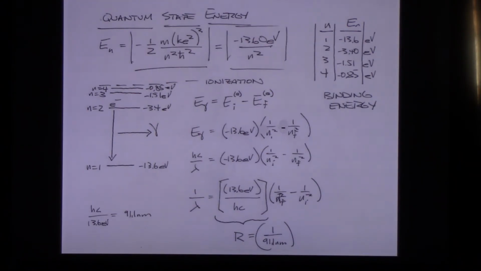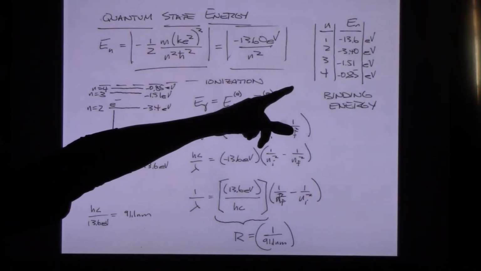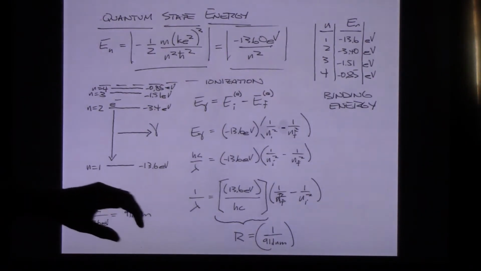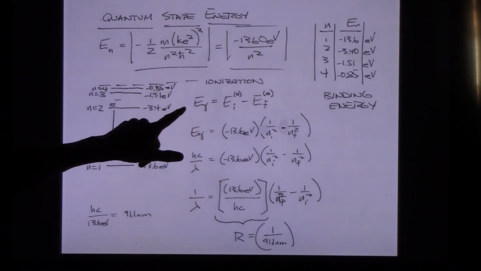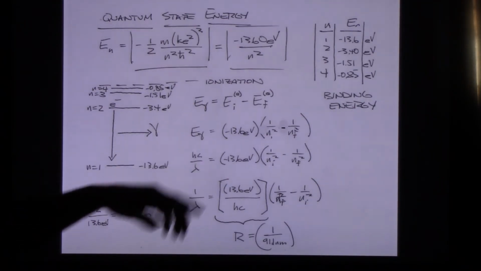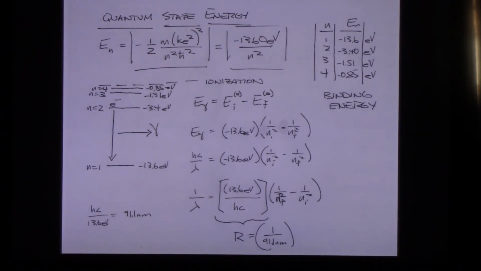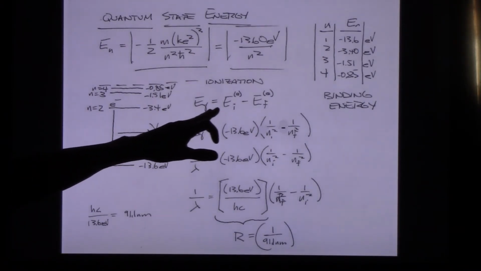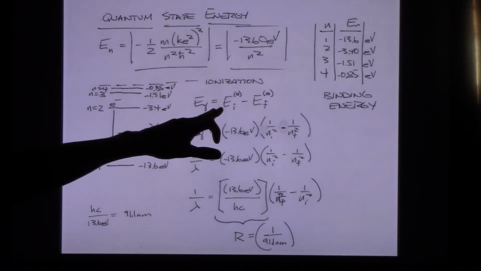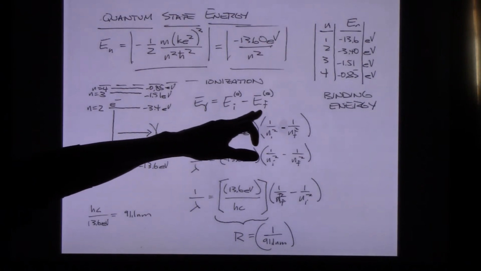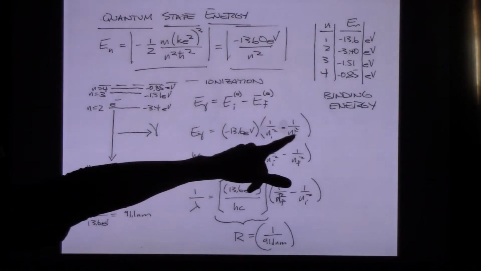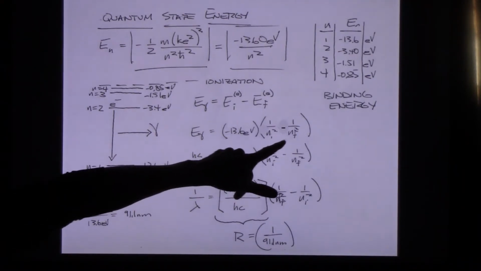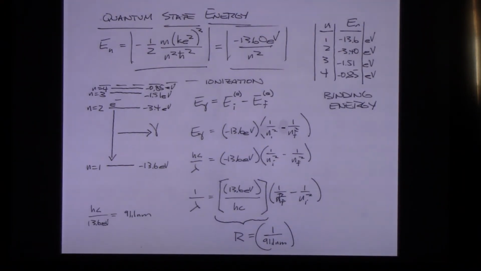So here's an example. Here are states 1, 2, 3, 4. Those are the energies. Here is a table outlining these. And we calculate the energy of the photon. Again, it's an energy conservation equation. Energy of the photon is equal to the energy of the initial state of the electron minus the energy of the final state of the electron. So it's these n values that are going to determine how much energy we're looking at.